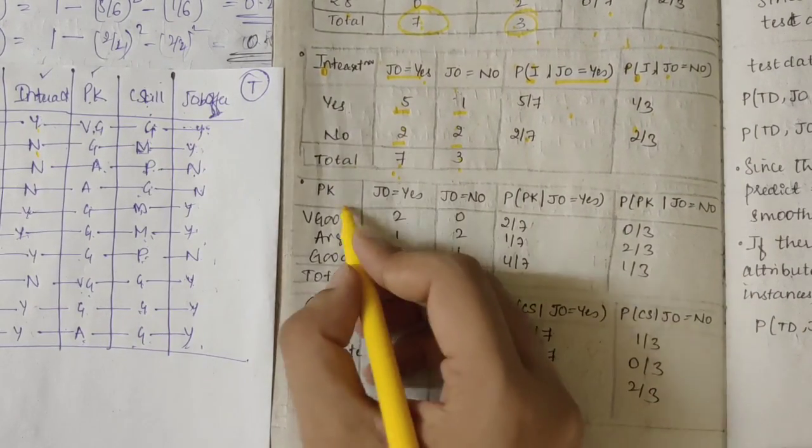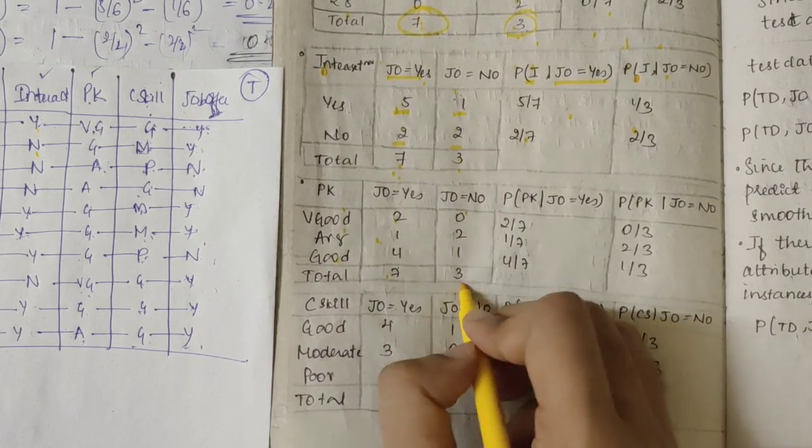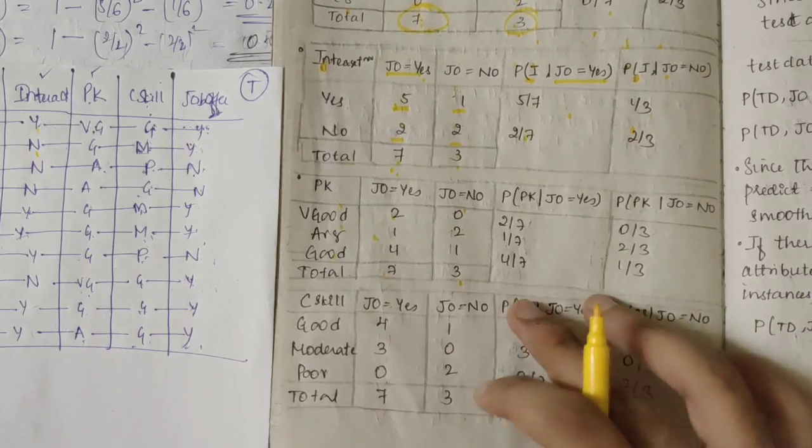Next, practical knowledge: very good, average, good. We have 2 and 0, 1, 2 and 4, 1. Here a total of 7 are there, here a total of 3 are there. Again writing the probabilities here. Similarly for communication skills, it's the same.